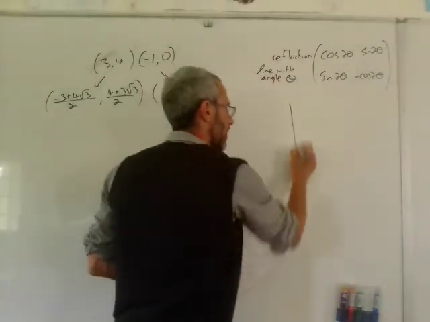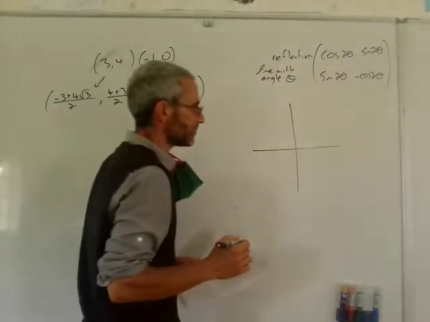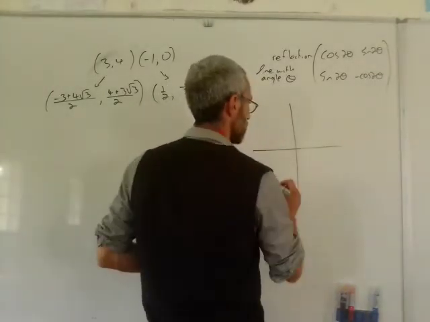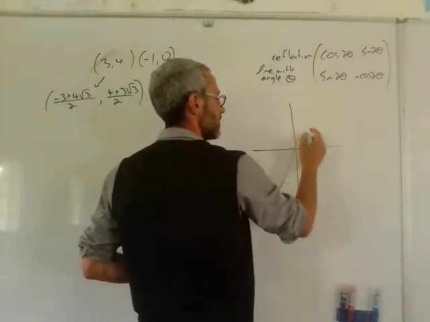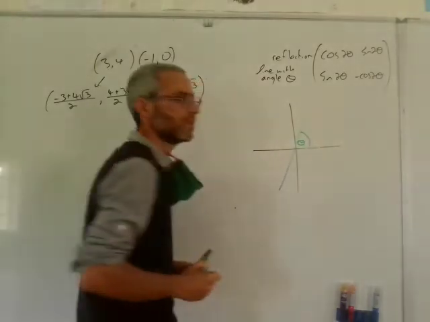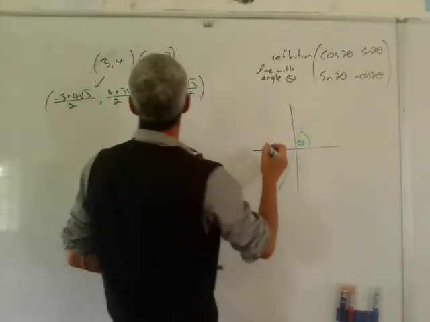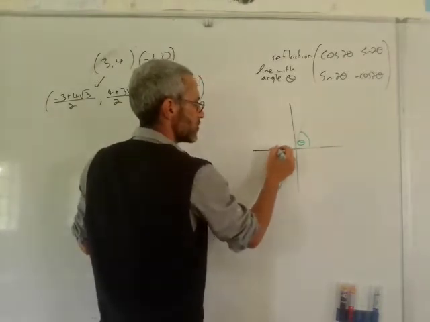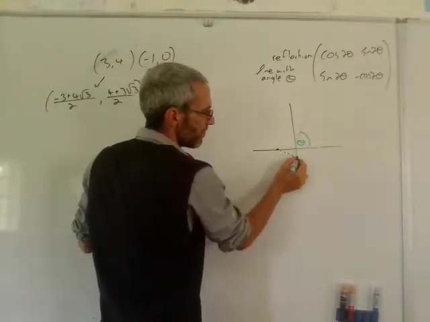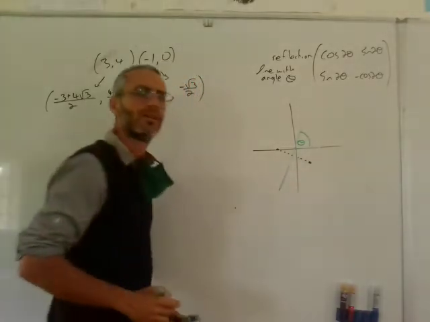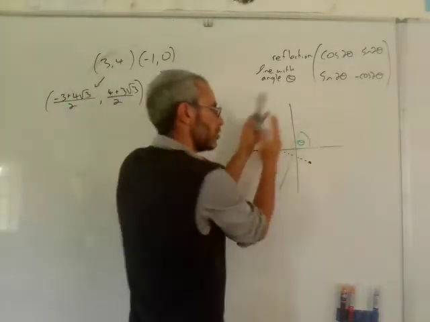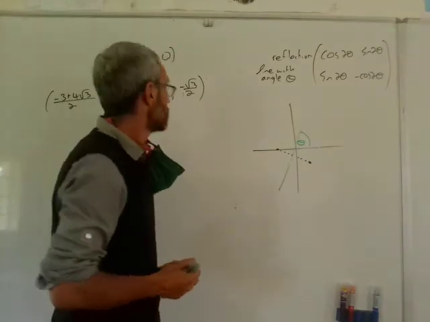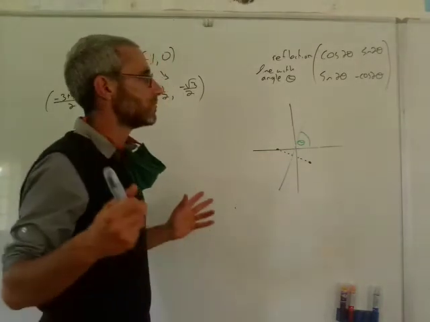Just a quick reminder. I can have a line of reflection with a certain angle of theta. If I have a point, let's take the easy one, (-1, 0), that's going to be reflected somewhere here. Remember that folding action, I did it with the arrow. That's called reflection.